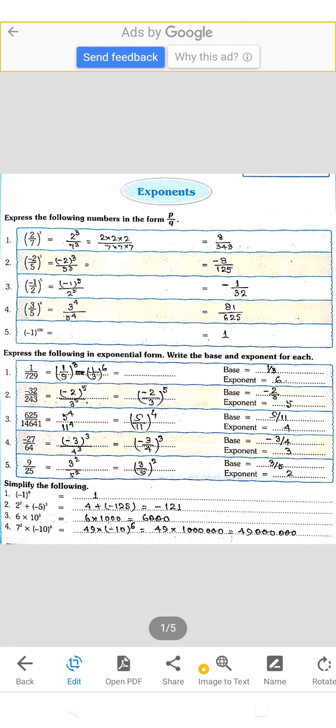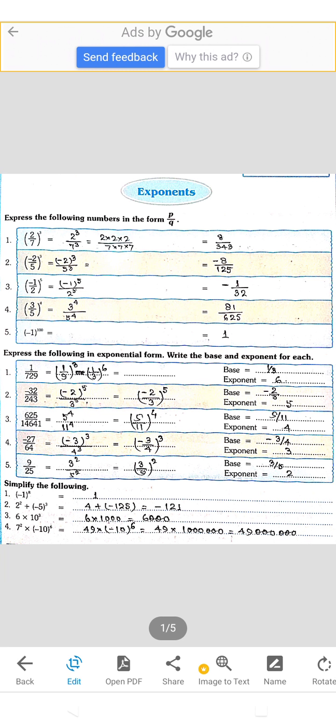I solved the previous question of the previous day. Worksheet 4A. Question number 1. Express the following number in the form of P by Q. That means express the following number in the form of rational number.